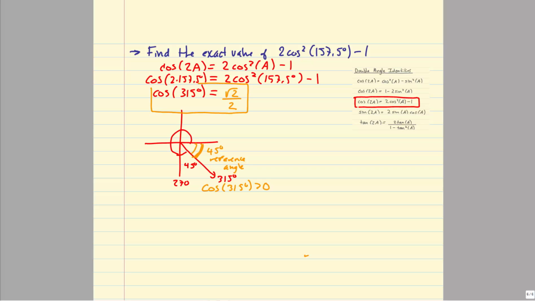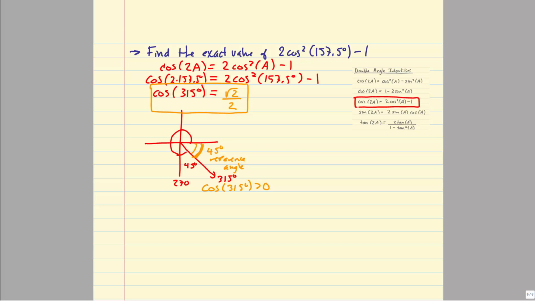So that's an example of finding the exact value. Sorry, that's my dog playing with her toy. So that's an example of finding the exact value. You could plug this in to your calculator to find a decimal approximation, but square root of 2 over 2 is the exact value. Okay, let's go ahead and look at another example.